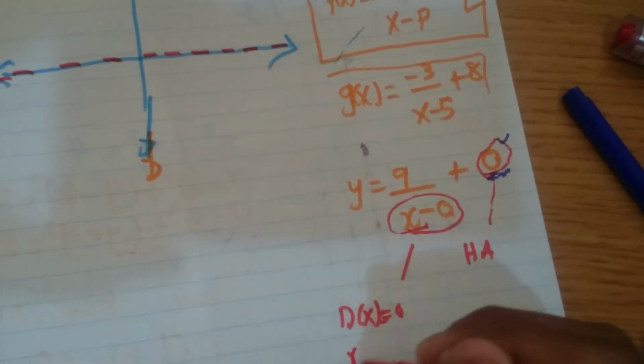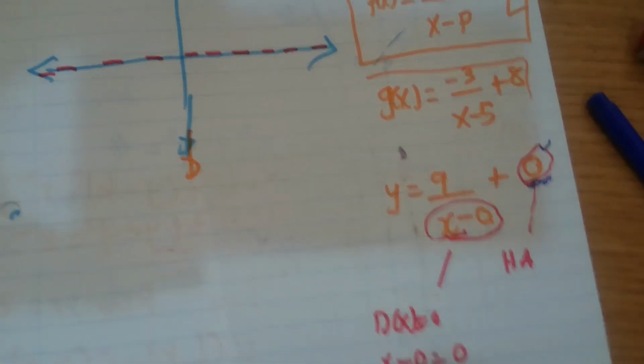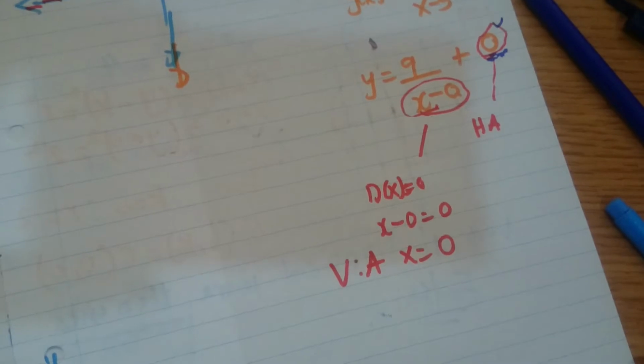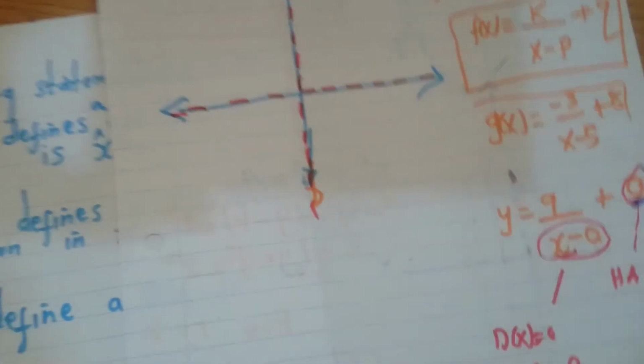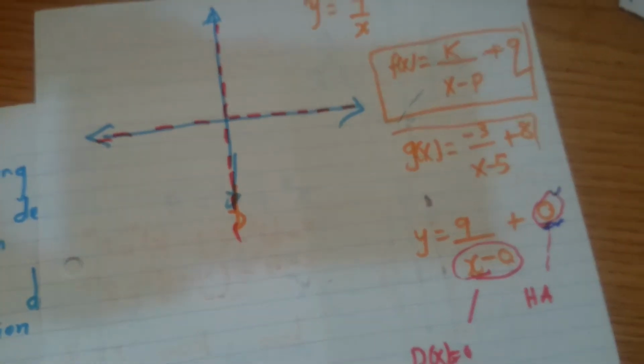For this case, we say x minus 0 equal to 0. So 0 goes over, so x equal to 0. So our vertical asymptote equals 0. Now we're going to draw a vertical dashed line at x equal to 0. Like I said, these asymptotes will never be touched. Do you understand what I'm saying?